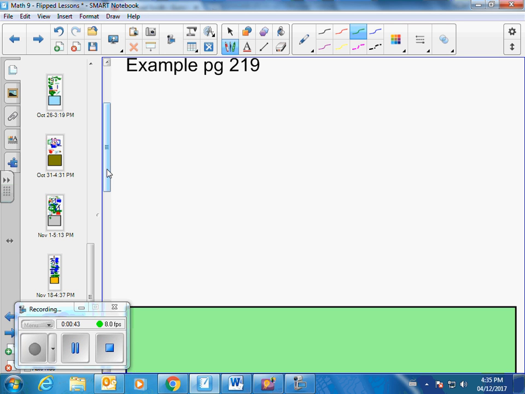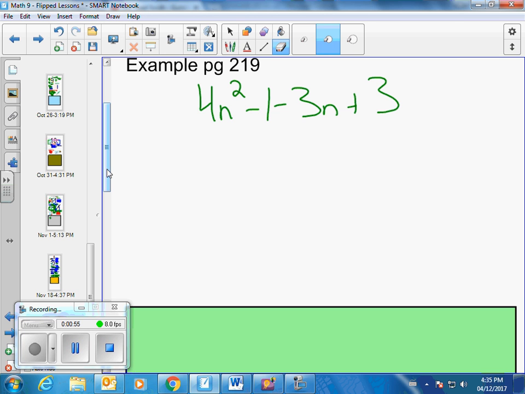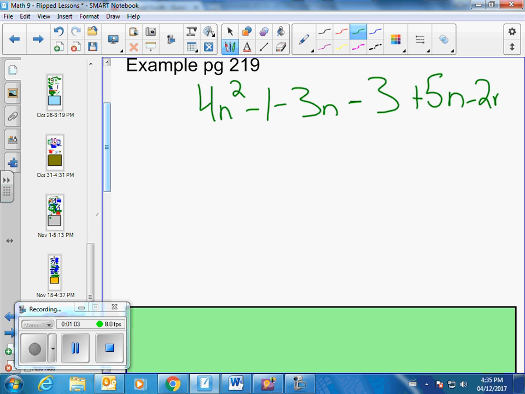So at the bottom of the page, they have an equation: 4n squared minus 1 minus 3n plus 3, or sorry, minus 3, plus 5n minus 2n squared. So the first skill we want to learn is to be able to recognize like and unlike terms.